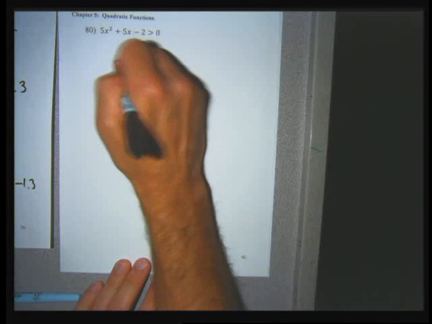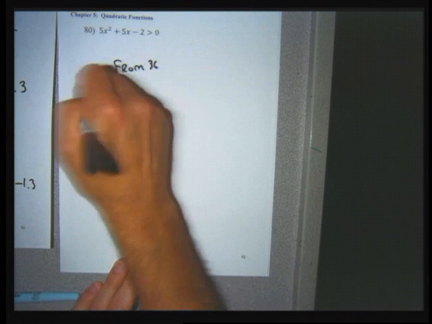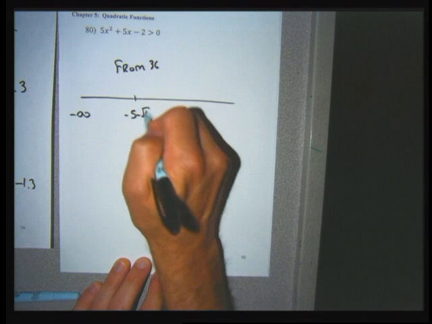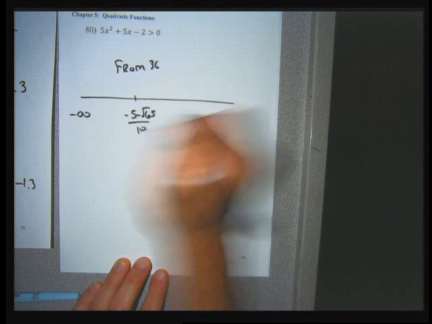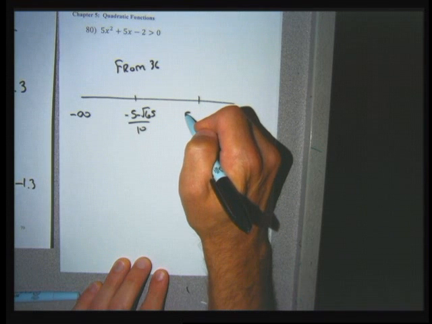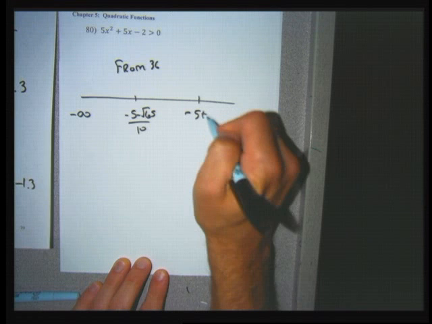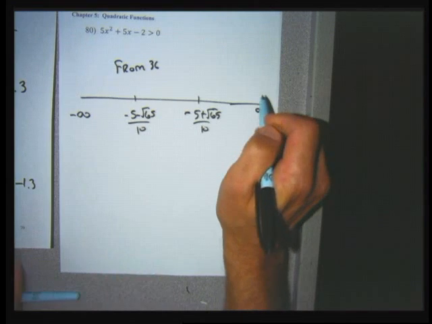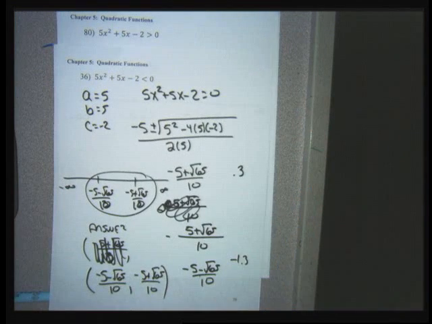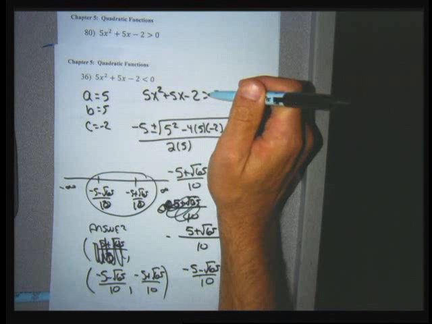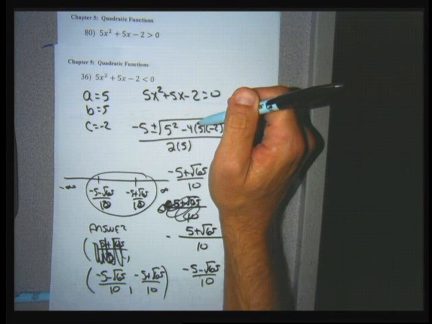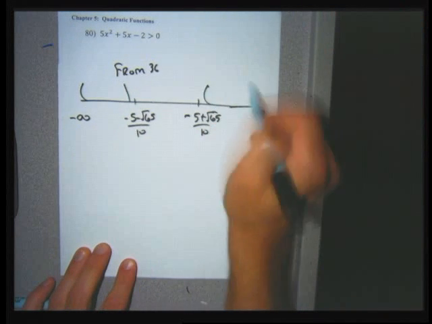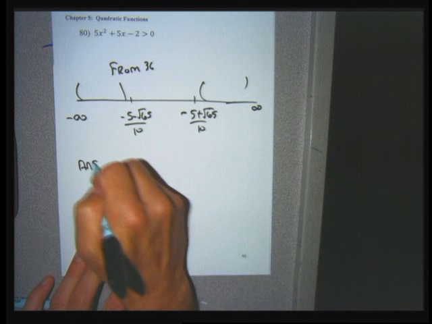So from 36, the number line went from negative infinity to negative 5 minus the square root of 65 over 10 to negative 5 plus the square root of 65 over 10, and then to infinity. That's because the first step on 36 is to take this problem and make it an equal sign. I do the quadratic formula, it would be the same. I'm just going to roll the dice that my answers are these intervals, and I'm going to write them down, even without writing them on the number line.